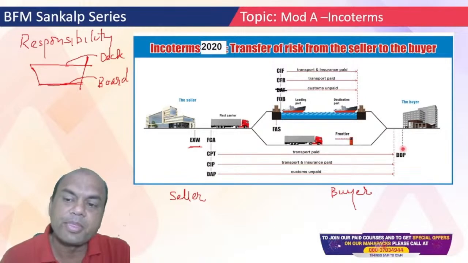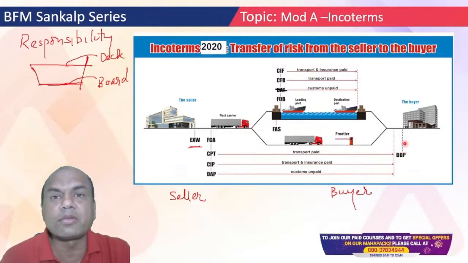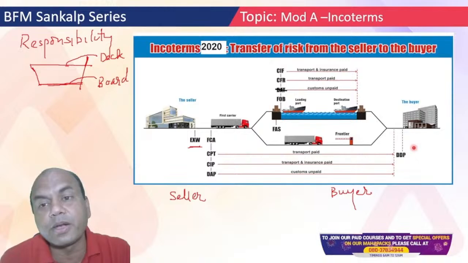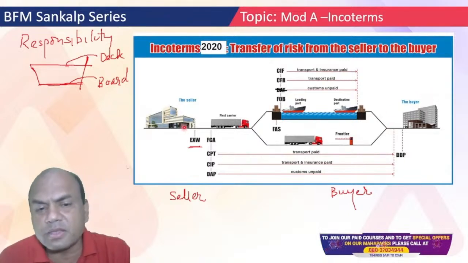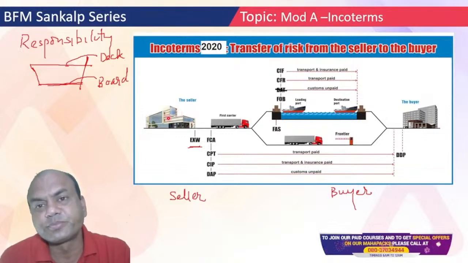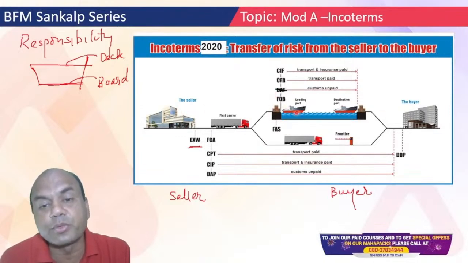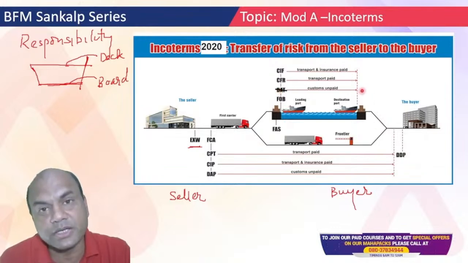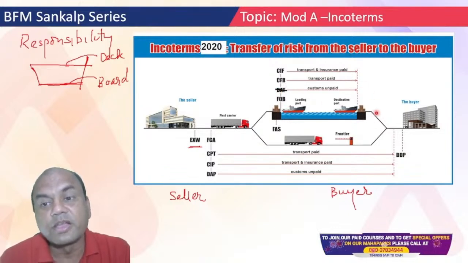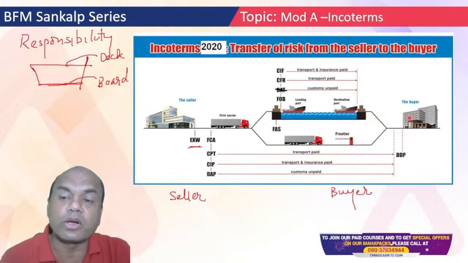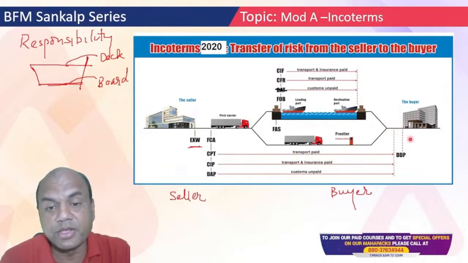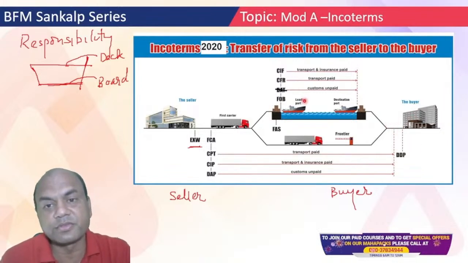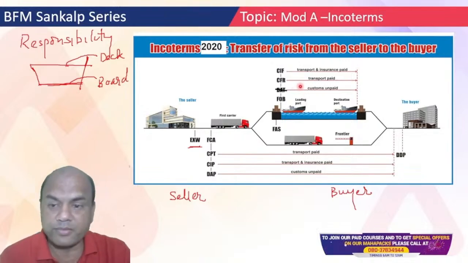DDP means delivery duty paid. It is the best Incoterm for the buyer. Why? Because here every responsibility is on the seller: paying the customs duty at the export side, paying the customs duty at the import side, then bringing the goods up to whatever place the buyer wants. So that is known as DDP. So these are the 10 Incoterms which are used basically in any export or import trade.